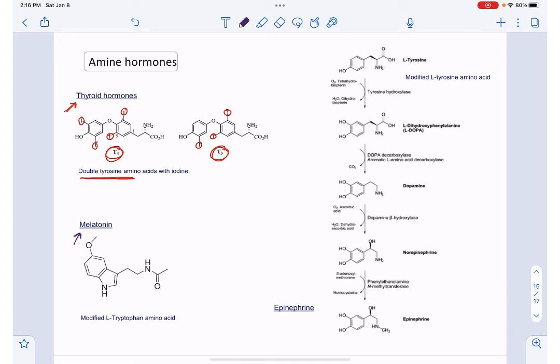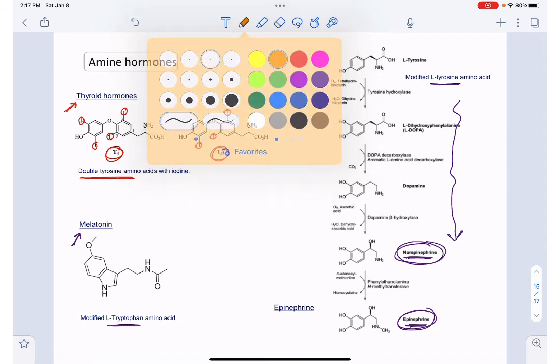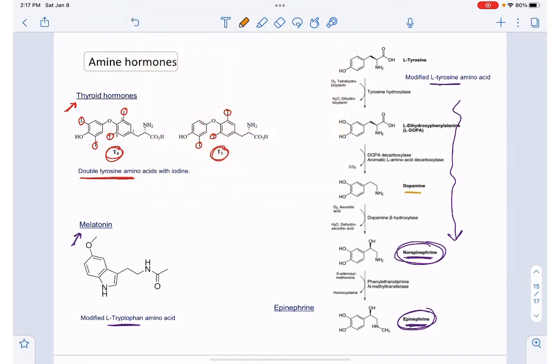Melatonin, produced by the pineal gland, is an amine hormone. This is a modified L-tryptophan amino acid. And then lastly, both norepinephrine and epinephrine are amine hormones. These are modified L-tyrosine amino acids that go through this conversion process and eventually get converted to norepinephrine or epinephrine. And also, while we're here, part of this conversion process is converting that L-tyrosine amino acid to dopamine. And dopamine is a neurotransmitter that's released by neurons up in the brain. It's a feel-good neurotransmitter, also an amine.